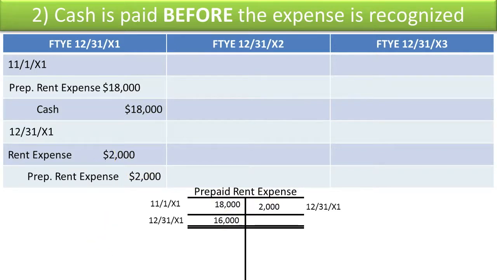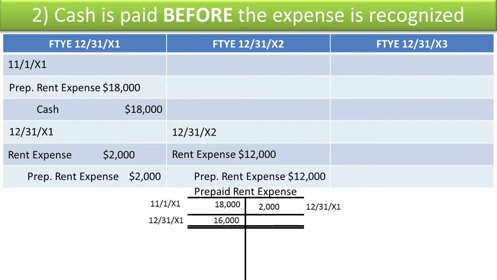We now start the year X2 with $16,000 of prepaid rent expense, which will then be used up a little bit more. On 12/31/X2, we say, wow, we still show we have $16,000 of prepaid rent, but we've used up 12 months' worth of rent. So we'll have to debit rent expense $12,000 and credit prepaid rent expense to show it's been used up, $12,000. We post that to the ledger.